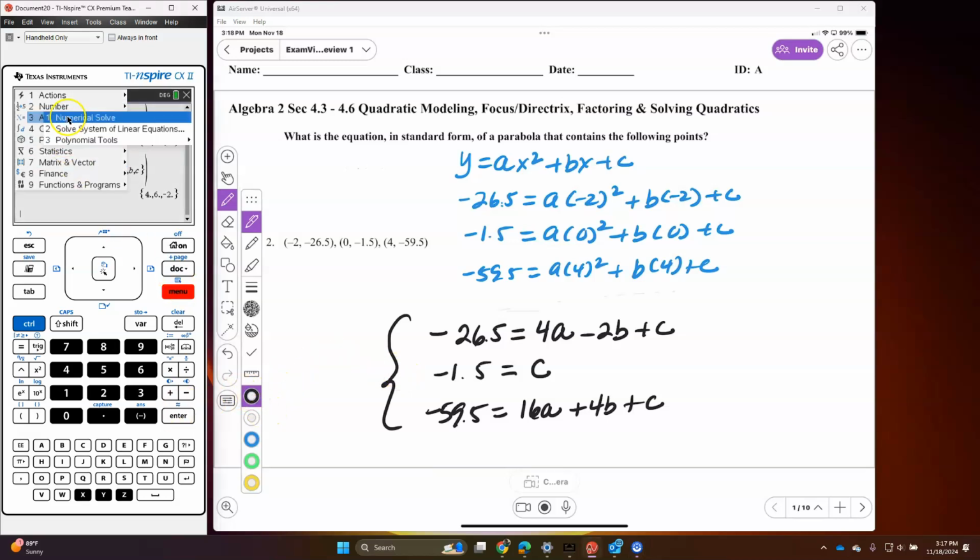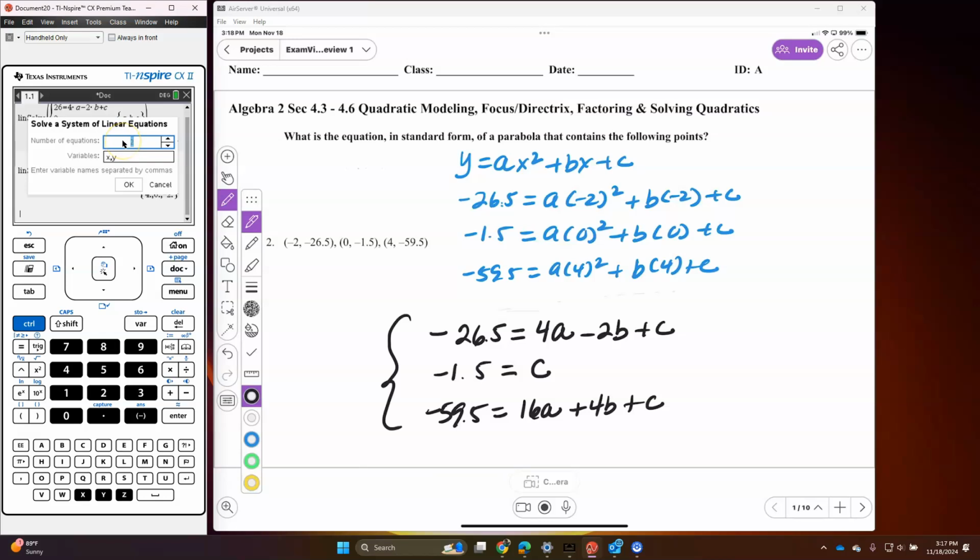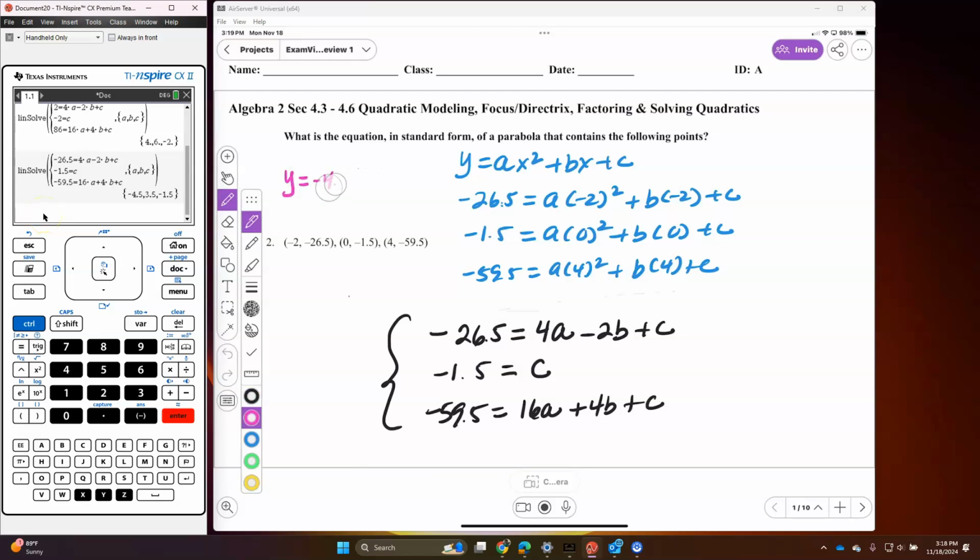I have menu, algebra, solve system of linear equations. I have 3, so it's a, b, and c. Negative 26.5 equals 4a minus 2b plus c. Negative 1.5 equals c. And the last one is negative 59.5 equals 16a plus 4b plus c. So your equation will be y equals negative 4.5x squared plus 3.5x minus 1.5.